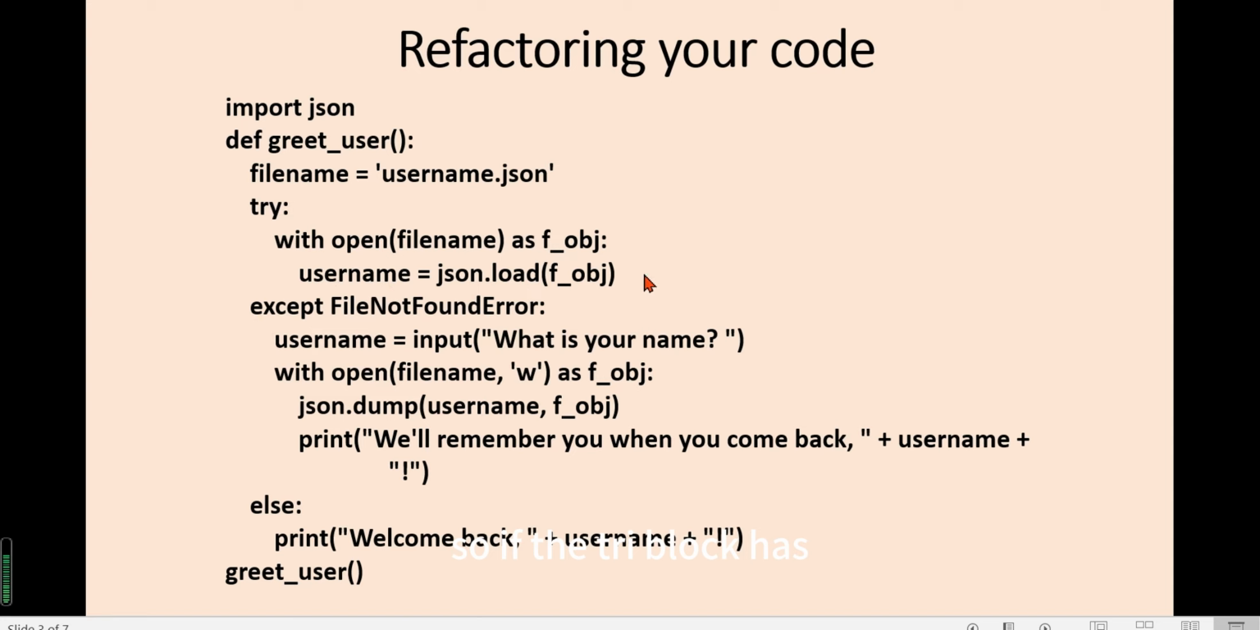So if the try block has the username saved from the username.json file, the except block will be skipped and the else block will be run. So we print out the information of the username which is stored in the username.json in the working directory. So this is how we call this function.